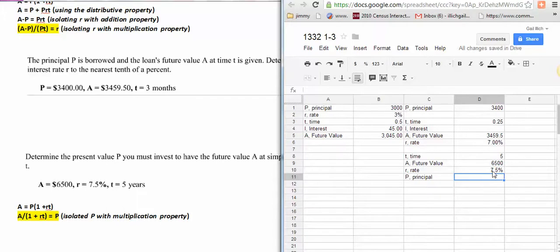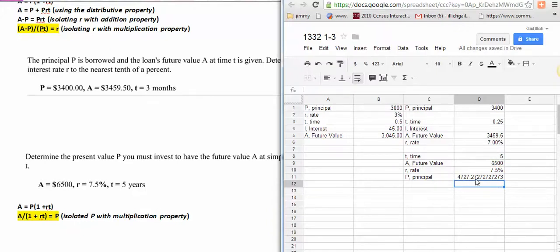Okay, so I do the equal sign. According to the formula, it's what's in yellow over here, A divided by 1 plus R times T, that calculation. So I'm going to do A, which is D9 in this case, divided by, parenthesis, 1 plus the R, which is D10, times the T, which is D8. And then I close the parenthesis, and then I hit enter. And it calculates it for me.